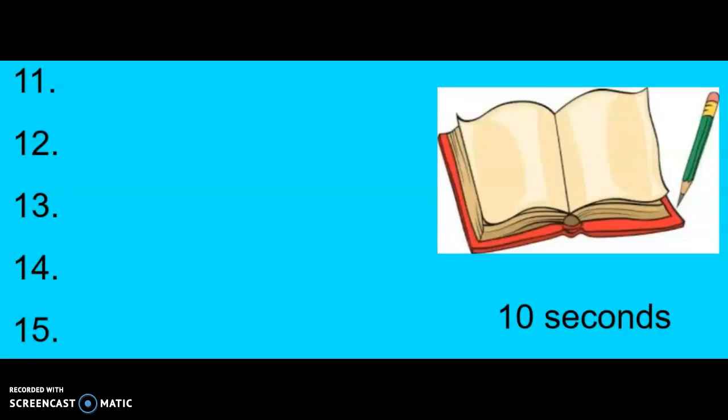Question 12. My journey to school takes 15 minutes. I leave at 7:15 a.m. What time do I arrive at school? My journey to school takes 15 minutes. I leave at 7:15 a.m. What time do I arrive at school?